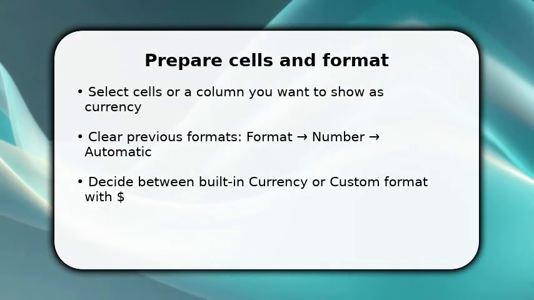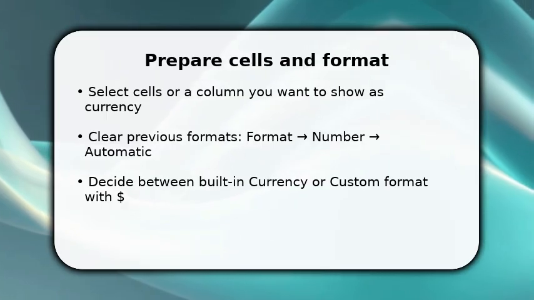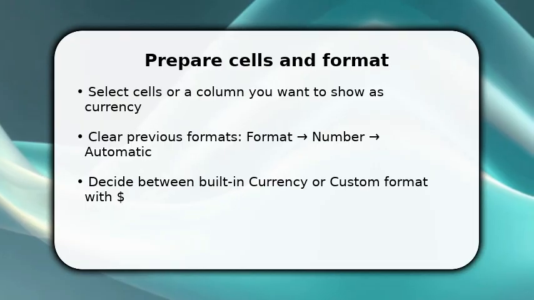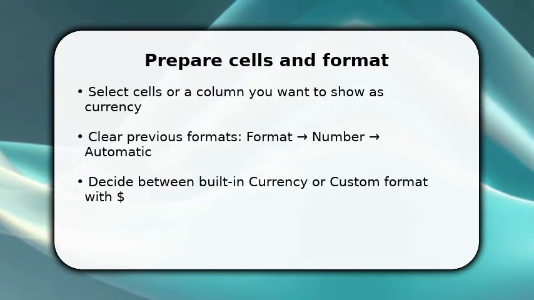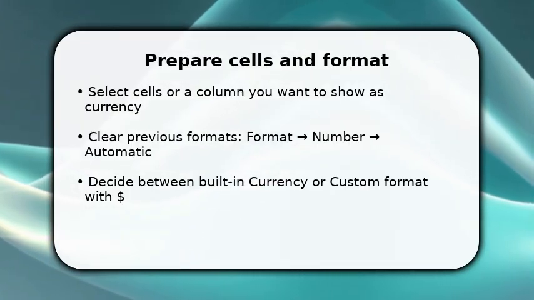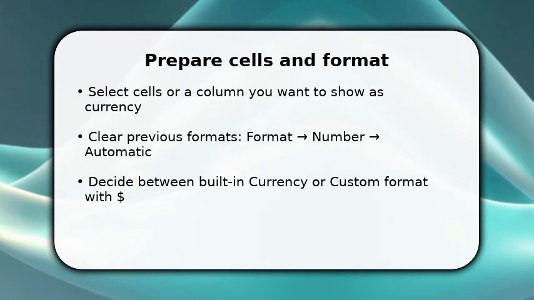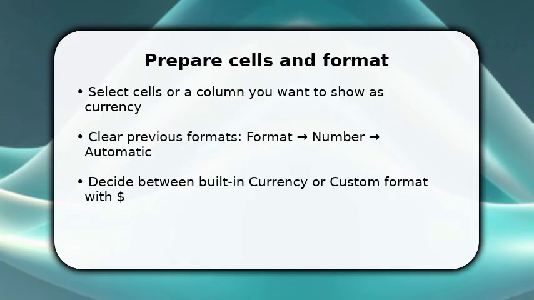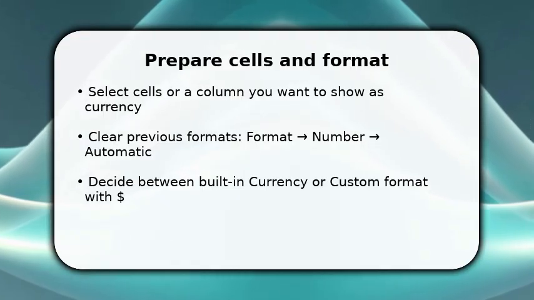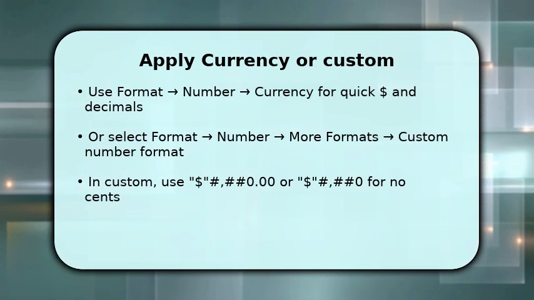Next, choose whether to use Google Sheets' built-in currency format for automatic localization or a custom number format if you need a specific pattern. This choice controls how decimals and negative numbers display, so pick the one that fits your sheet. Now you apply the format.